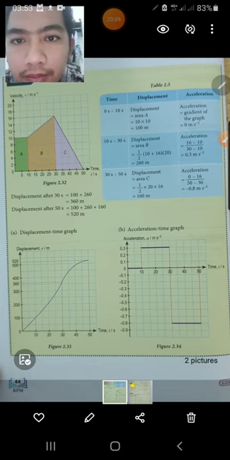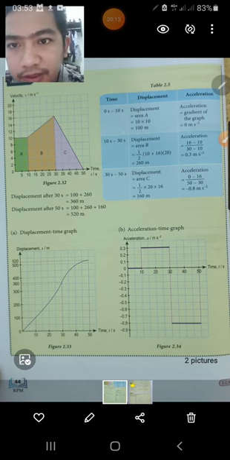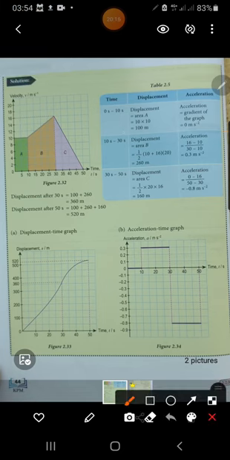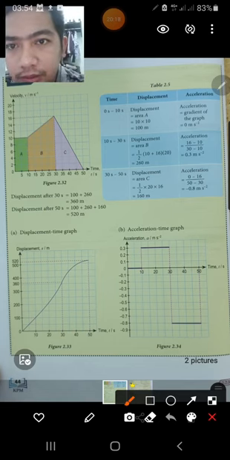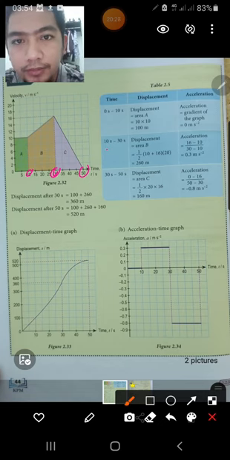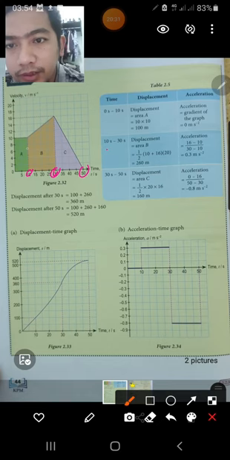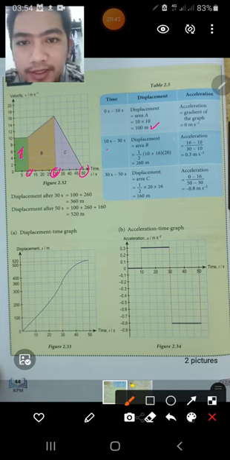Okay, first you have to analyze, interpret this graph first. There are 3 sections here, right? There are 3 sections: 0 to 10, 10 to 30, 30 to 50. So find the displacement and find the acceleration. So displacement is easy, I want to find the area under the graph first. Okay, so you will get 100 meter because it is a rectangle, just length times width.